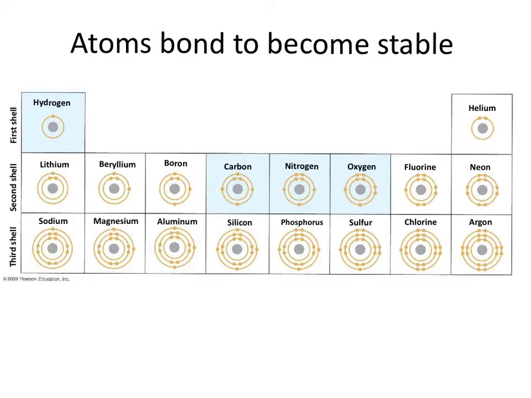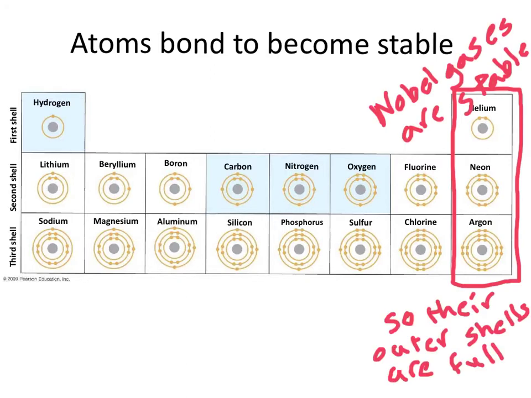What's full, you might say? Well, the place to look is in this column of the periodic table, the noble gases, because the noble gases don't react with any other substance. They never make bonds. In other words, they are some of the most stable substances around. So their outer shells must be full already.